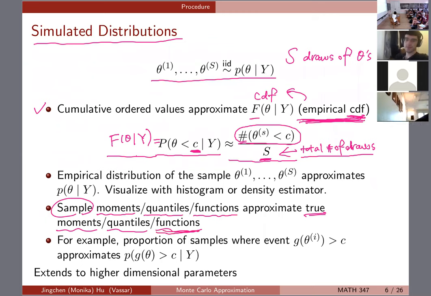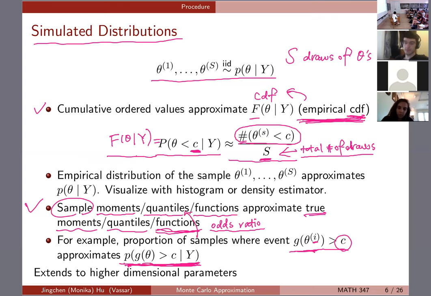So later we're going to talk about this odds ratio, and that will be a function of success probability. That will be an example that we're going to use for how you can approximate the true functions using a sample function. Okay, so just for example, if you want to compute the proportional event that a function of theta_i is larger than a constant, that will just be the way that you can approximate a particular event, which is a proportion of samples where that is true. Okay, so this, I think, is an example for the quantiles as well.